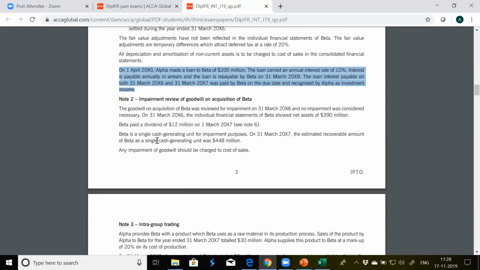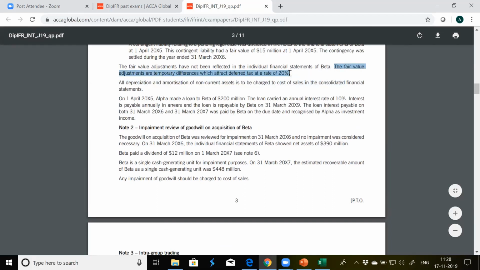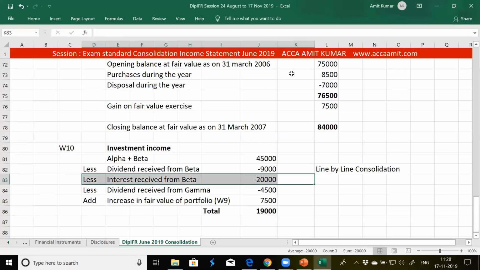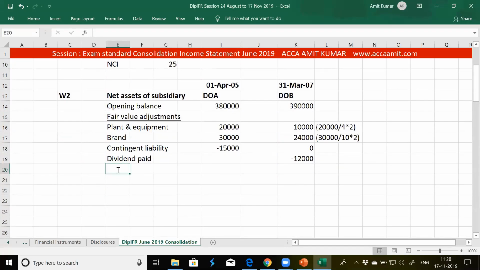Now we need to deal with note number 2, out of which we have dealt with 390 million and 12 million. But it also says that the fair value adjustments are temporary differences which attract deferred tax at a rate of 20%. So what will be the deferred tax on it, at the rate of 20%? And deferred tax will be applicable on which amounts? These three and these two, because these are the fair value adjustments.